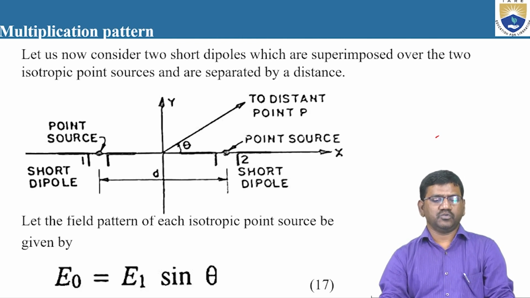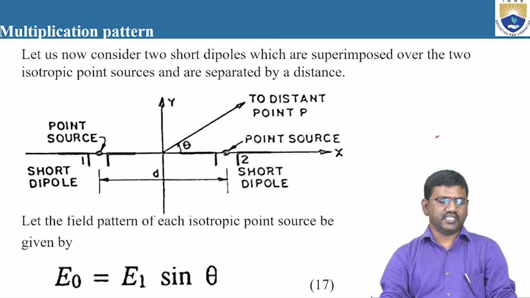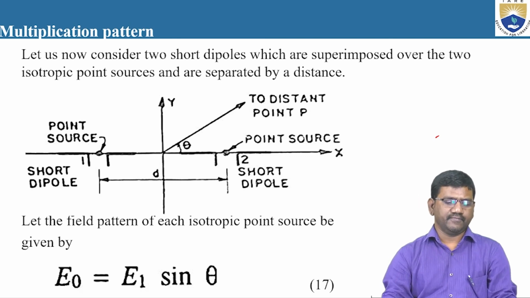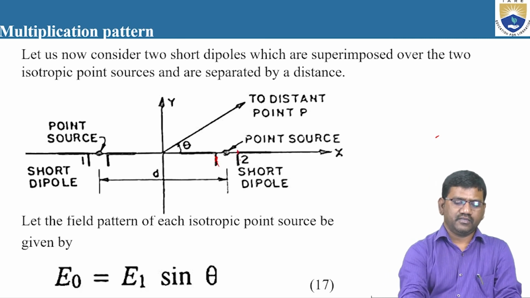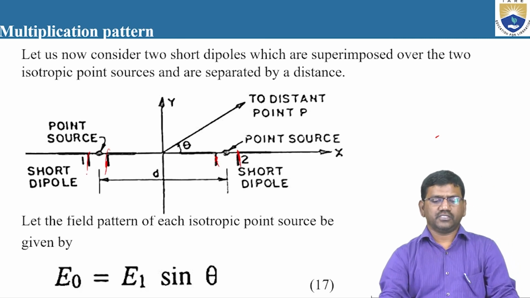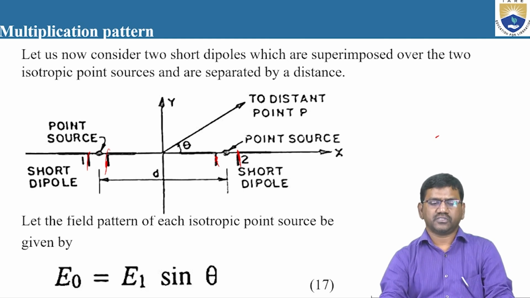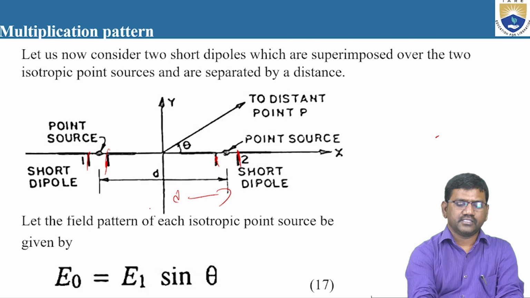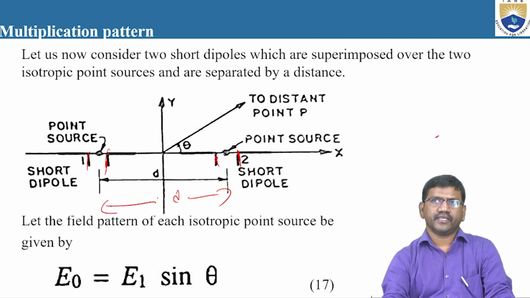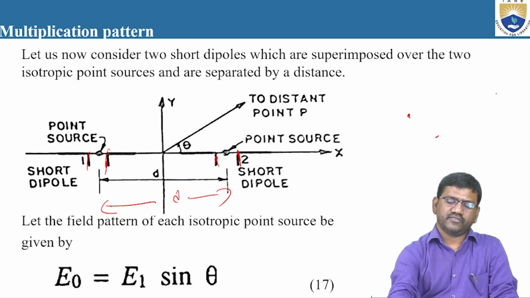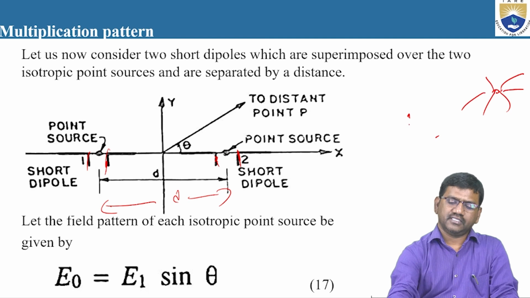So let us consider here two short dipoles which are superimposed over the two isotropic point sources and are separated by a distance. So you can see in the display here, there are two short dipoles. You can see here, this is a dipole. And these two dipoles are superimposed over the isotropic point sources separated by a distance of d. It means that we are going to consider two point sources which are isotropic, which have equal distribution in all directions. So an isotropic point source distributes equally in all directions like this.